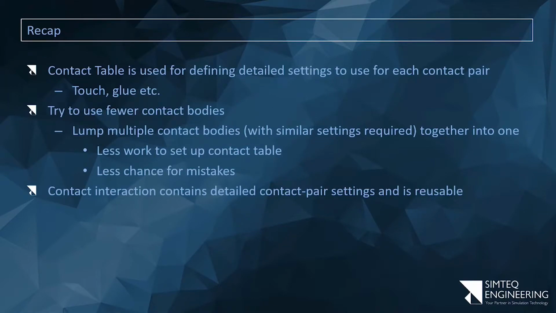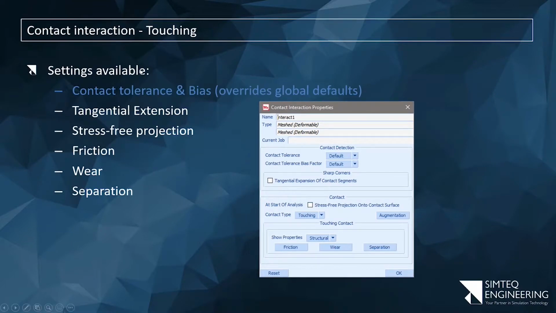The contact interaction is something that we use in the contact table, and its purpose is that it's a reusable component. It's something that we want to set for lots of bodies. So for those body pairs, we can set one contact interaction, define the settings, and keep on reusing it instead of changing the settings for every specific part. This is what we'll talk about in this section.